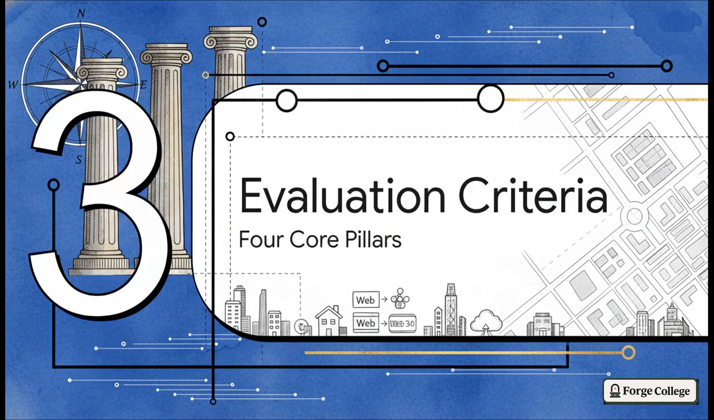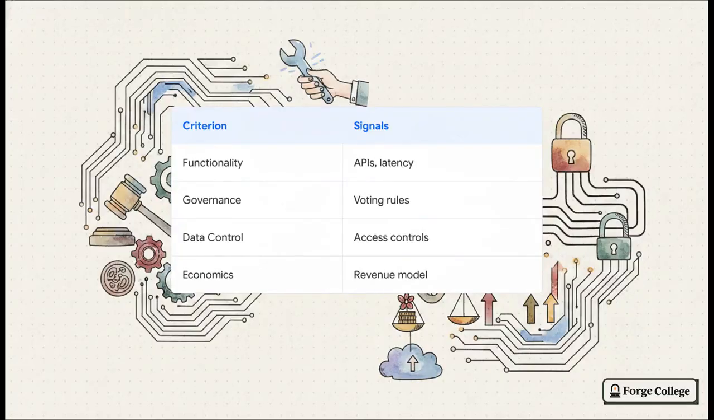Section 3. Evaluation criteria. Let's look at the 4 core pillars. Now that we understand our city districts, let's look at the specific building codes we'll use to inspect them. What's absolutely crucial to note here is that this is the exact rubric you're going to use to score artifacts in your capstone report. We look at functionality.